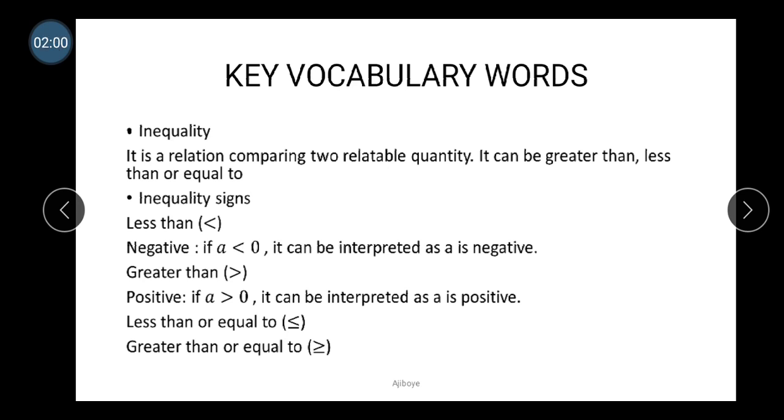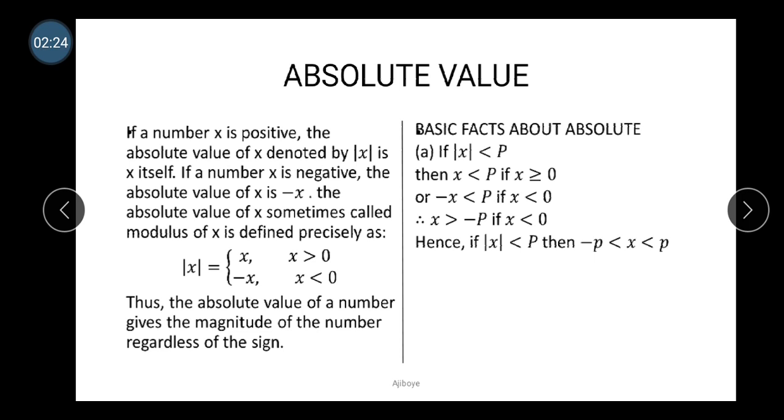Greater than 0, it's just like you fold your right elbow. And positive, if a is greater than 0, it can be interpreted as a is positive. We also have less than or equal to, and then we also have greater than or equal to. These are key vocabulary words that we need to watch out for in our notes.